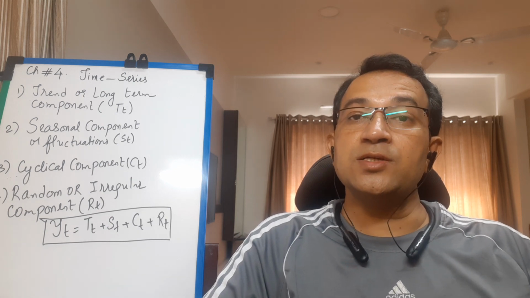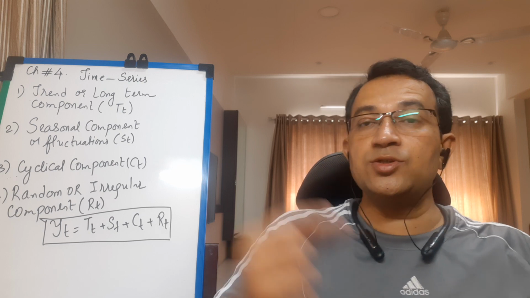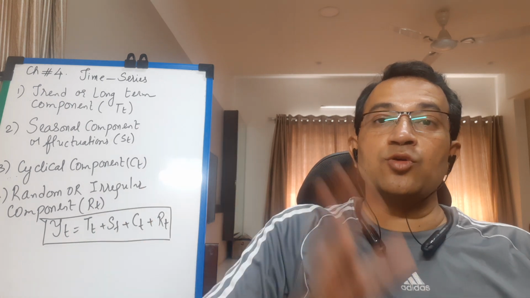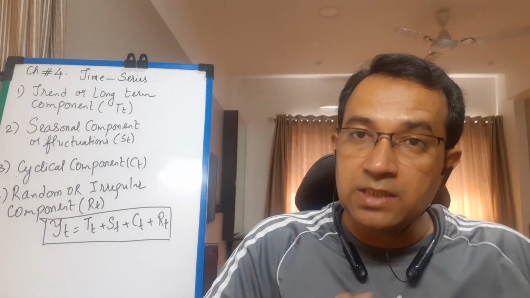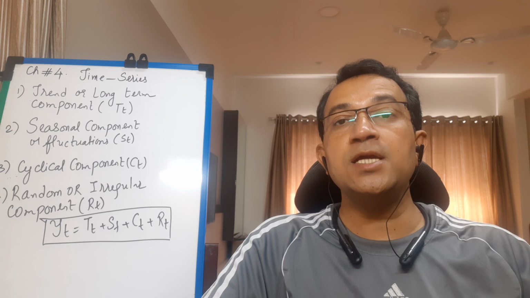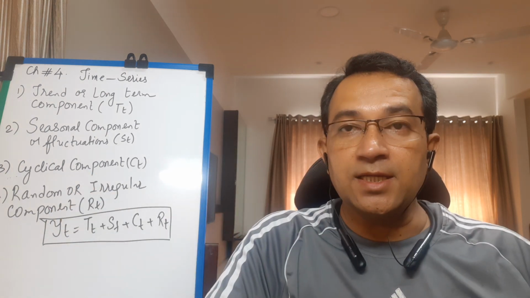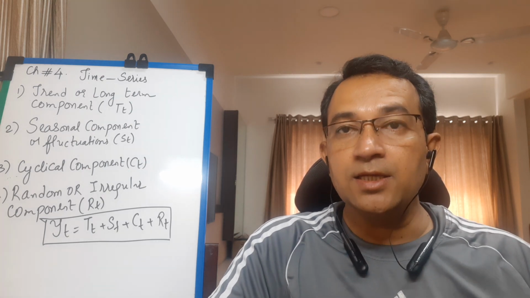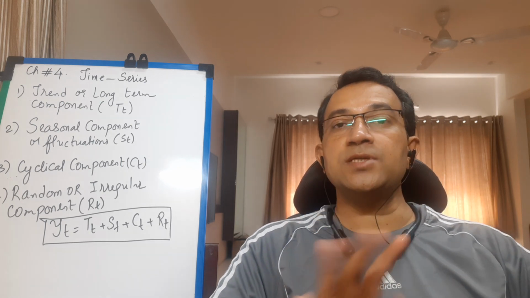It is generally assumed that the variation in the variable quantity yt is due to the cumulative effect of all four components. So when I add the impact of all four components, that will give me, students, the net change in the value of variable quantity yt. And so this equation, yt is equal to Tt plus St plus Ct plus Rt, is called the additive model of time series.